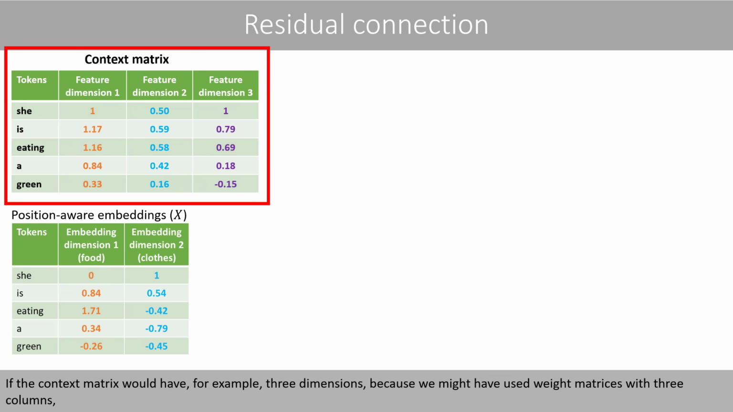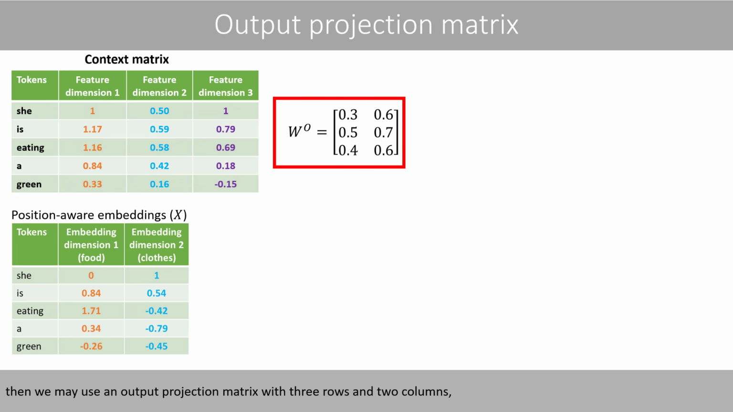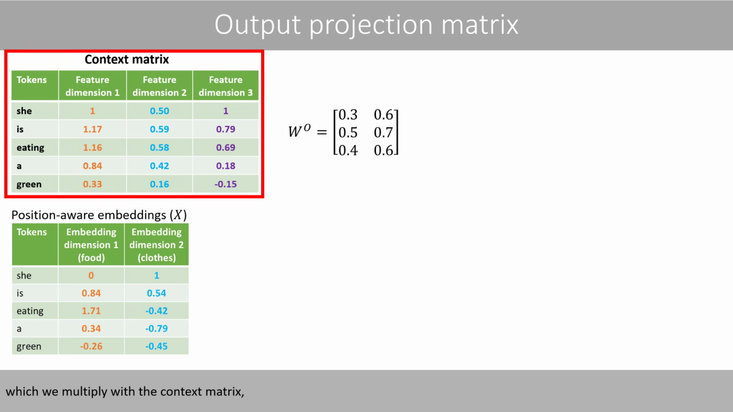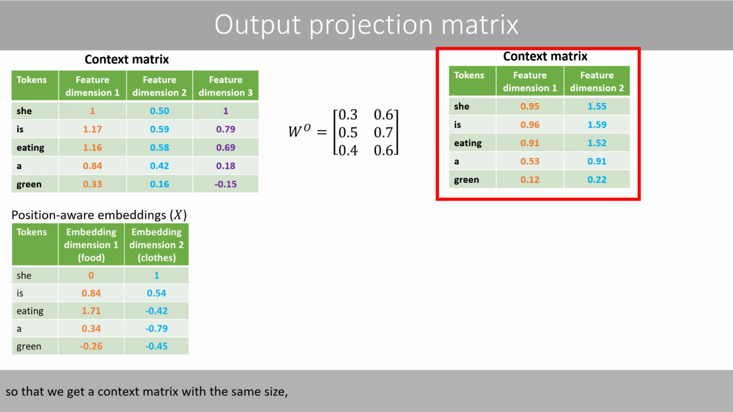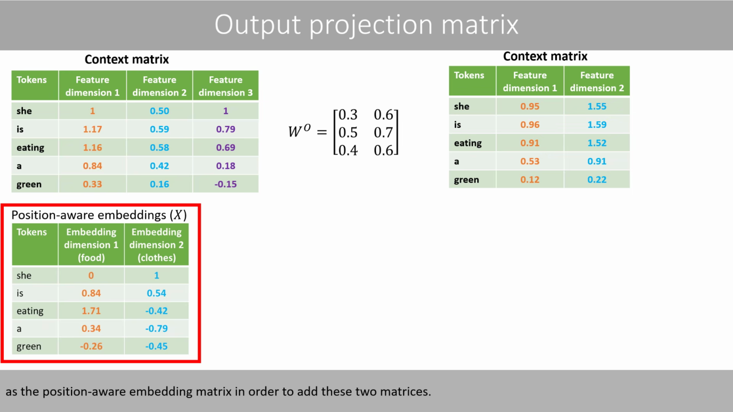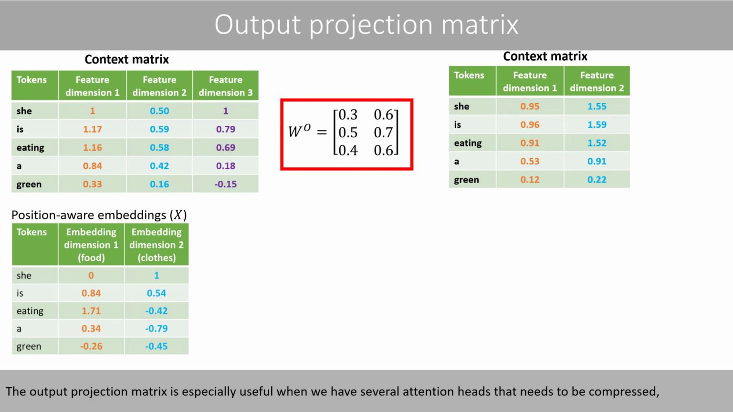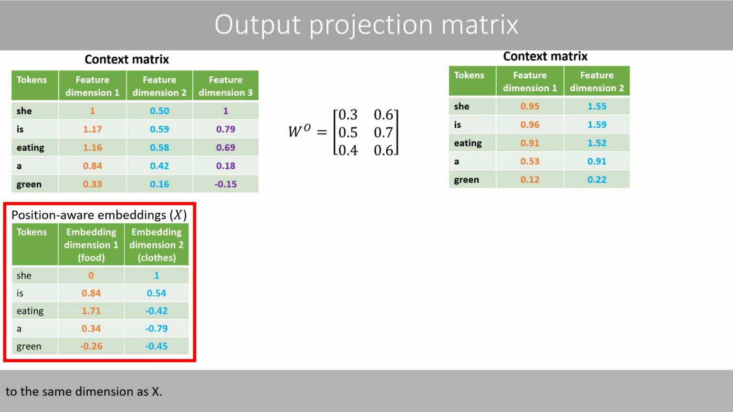If the context matrix would have, for example, 3 dimensions, because we might have used weight matrices with 3 columns, then we may use an output projection matrix with 3 rows and 2 columns, which we multiply with the context matrix, so that we get a context matrix with the same size as the position-aware embedding matrix in order to add these 2 matrices. The output projection matrix is especially useful when we have several attention heads that need to be compressed to the same dimension as X.